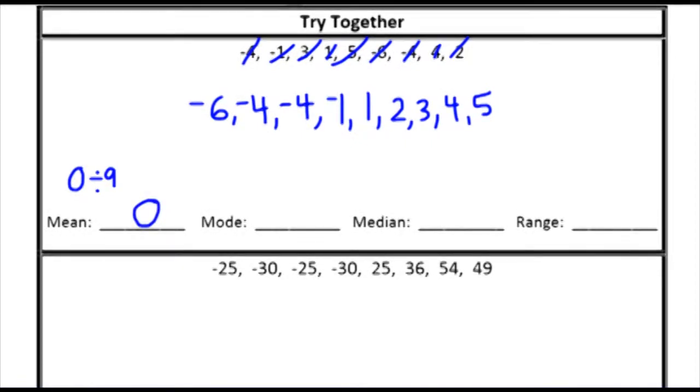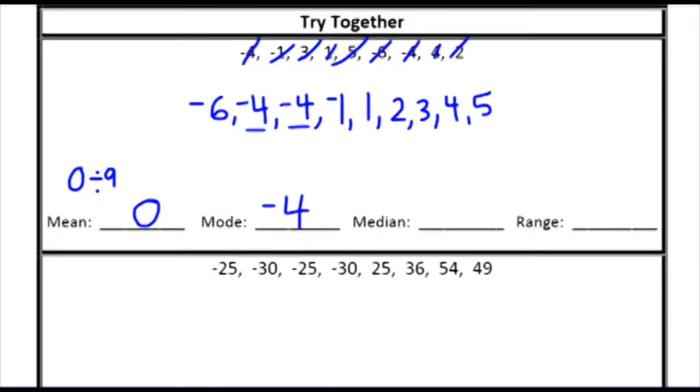My mode, I look for values that repeat. Now, negative 1 and positive 1. That's one of the big mistakes. Do not confuse negative and positives. They're not the same values. They are opposites, in fact. Just like negative 4 is way far away, numerically, from positive 4. I see two negative 4s. My mode is negative 4.